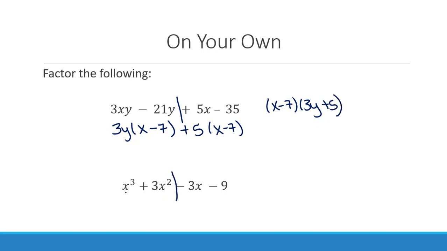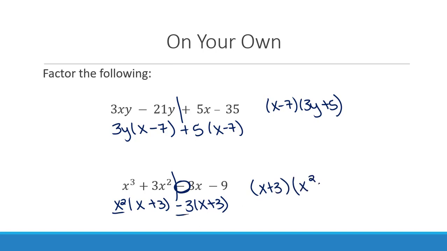Split it down the middle. I can't take out any numbers, but I can take out an x squared. This is going to leave me with x plus 3. Now right here I can take out a negative, so I can take out a negative 3, which is also going to leave me with x plus 3. So rewriting this, I've got x plus 3 as my GCF. And then you always write what's outside the parentheses next, so this would be x squared minus 3.